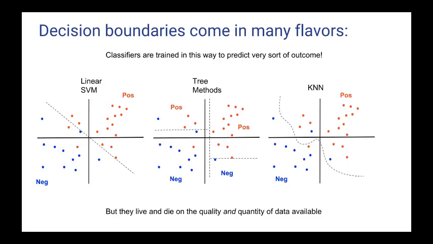K-nearest neighbors is one of the easiest ones. Basically, if I go to any point, I expand around that point and pick a number of neighbors, and once I've made a circle big enough to include that number of neighbors, I take the average of them and say, this is probably red or this is probably blue. All of these things live and die on the quality and quantity of data available, which is going to become really important in a couple of slides.